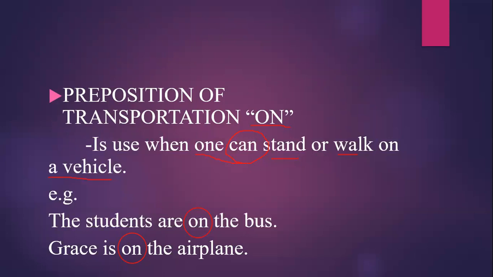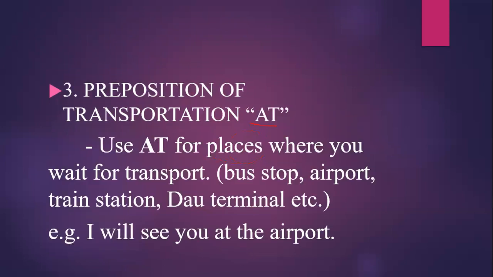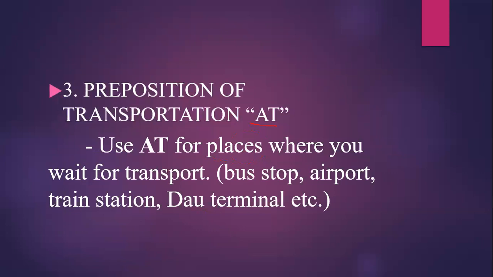Why? Because we can stand and walk inside the airplane. Okay? Then the last type of preposition of transportation is at. Use at for places where you wait for transport. For example, we have bus stop, airport, train station, the terminal, and etc.